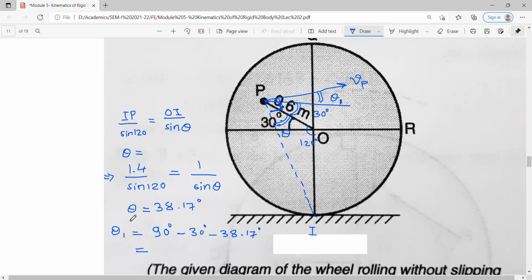What is the value of theta 1? 21.83. Okay. Here the angle is not given, so that is the correct answer, 21.83.